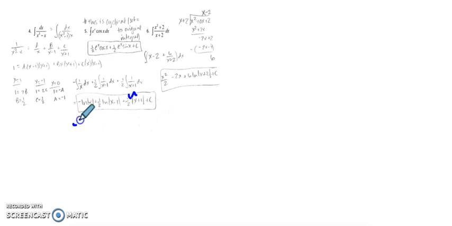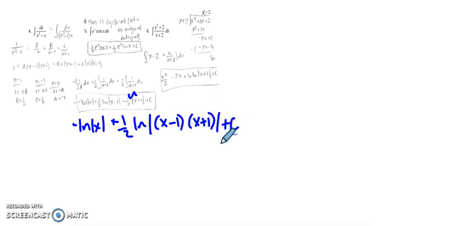Now you could work if you wanted to combine these, and I'm just going to show you a couple of different things you could do. You could multiply the x minus 1 times the x plus 1 after you factor out the 1/2. So you're going to have ln of the absolute value of x minus 1 times x plus 1 plus c.